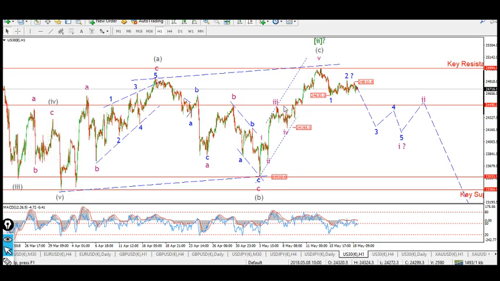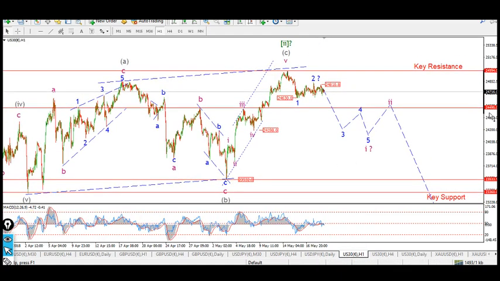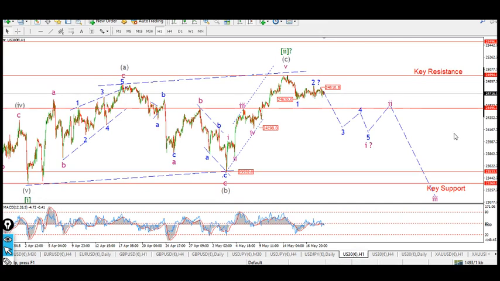So what I'm trying to build here is another impulse wave to the downside, a right-hand shoulder, and confirmation of a move down into a third wave. I'm afraid at the moment it's still just a wait and see. You could risk it and start building some short positions with really tight stops.